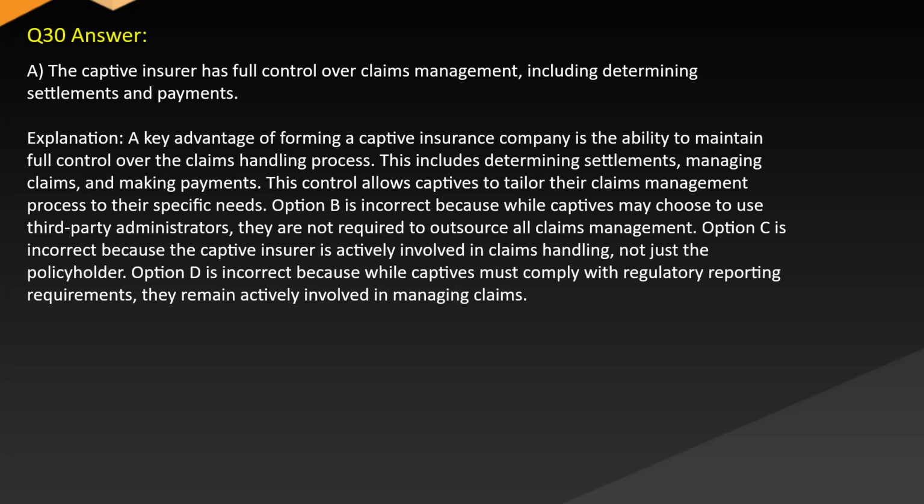Option B is incorrect because while captives may choose to use third-party administrators, they are not required to outsource all claims management. Option C is incorrect because the captive insurer is actively involved in claims handling, not just the policyholder. Option D is incorrect because while captives must comply with regulatory reporting requirements, they remain actively involved in managing claims.